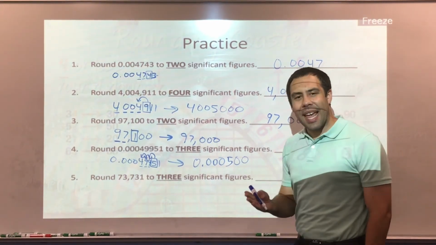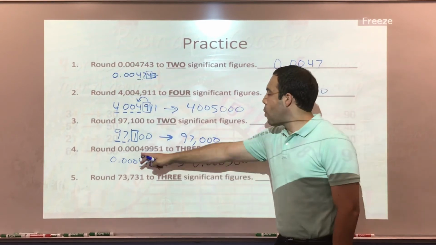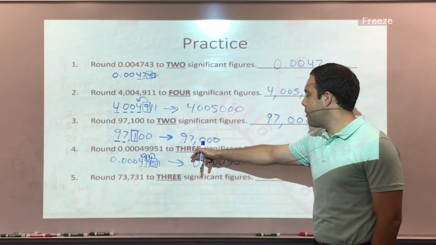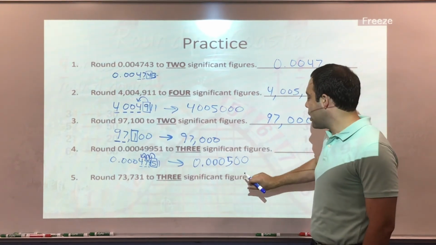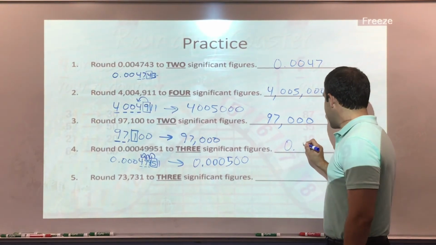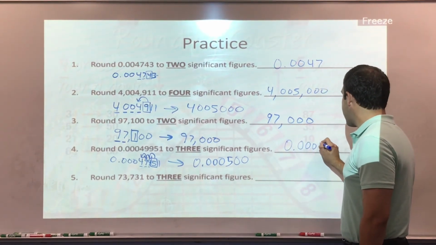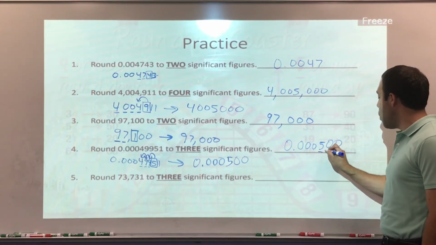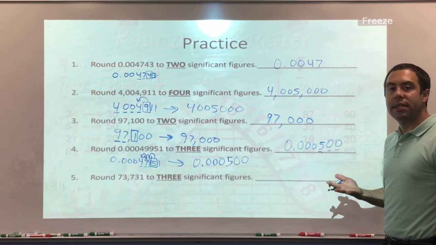So my best answer for question number 4, round 0.000499951 to 3 significant figures, is not 0.0005, it's 0.000500. Our final answer has 1, 2, 3 significant figures.